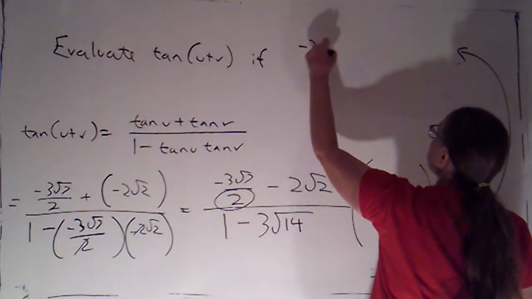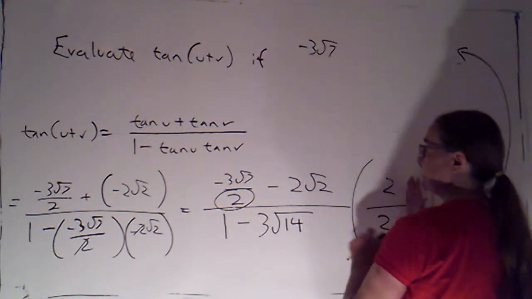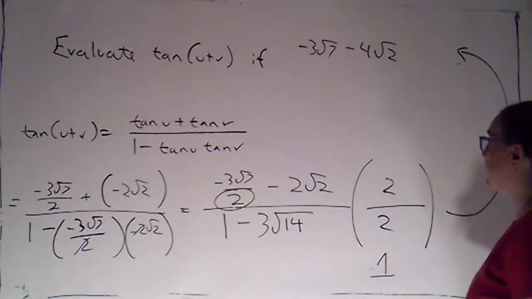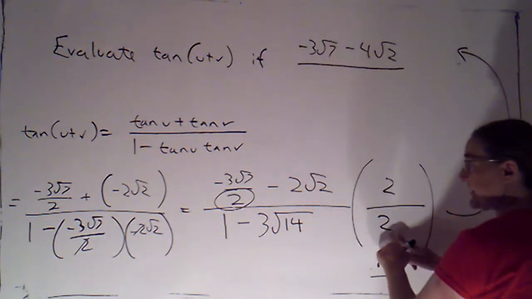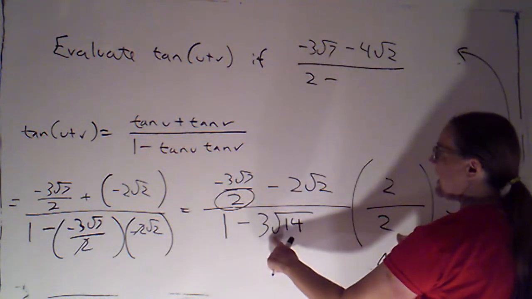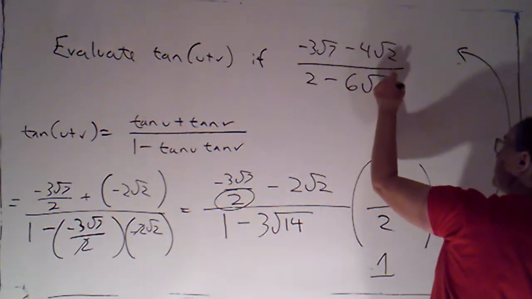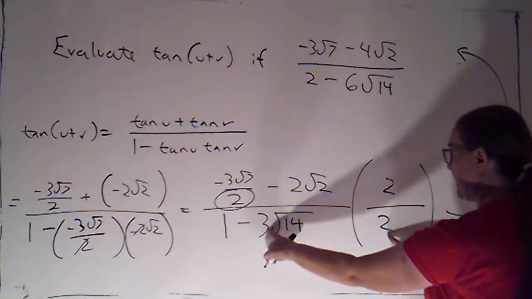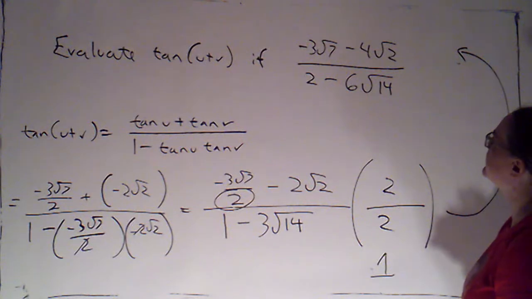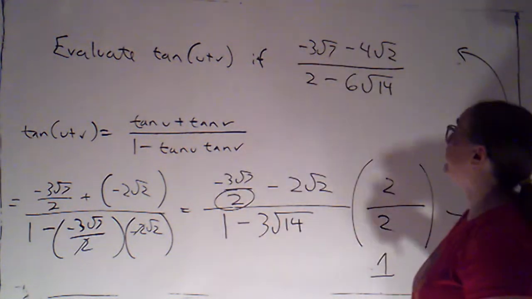So I'm just going to have minus 3 root 7. Okay. But then I distribute the 2 to this piece, so that's going to become minus 4 root 2. Okay. And then on bottom, I've got to distribute the 2. So 2 times 1 gives me 2. And then I multiply it by the minus 3 root 14, so I get minus 6 root 14. Okay. We just combine the parts that are not under the radical, and that tells me how many copies of root 14 I have. Okay, so now I no longer have a complex fraction.